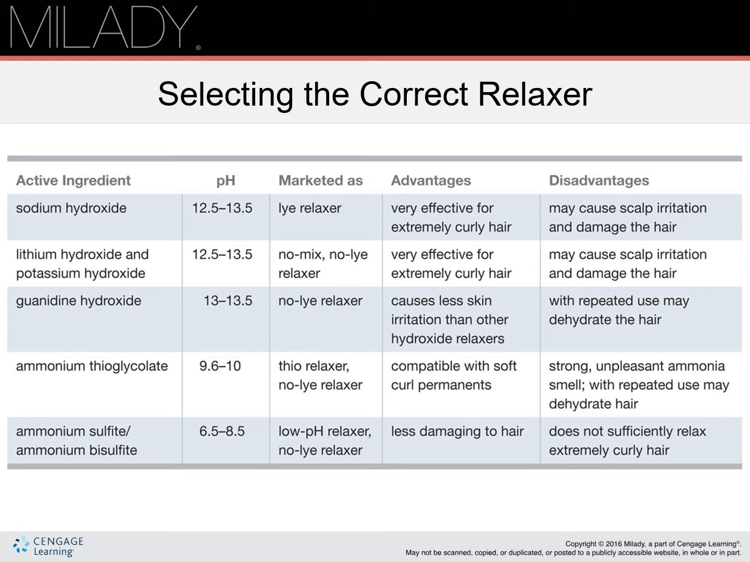Then you have your ammonium sulfite and ammonium bisulfites, 6.5 to 8.5 on the pH scale. This is known as your low pH relaxer. It is a no-lye relaxer. Less damaging to the hair. However, the disadvantage is it does not sufficiently relax extremely curly hair.